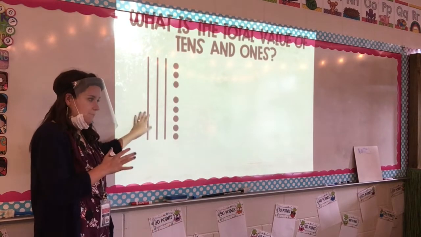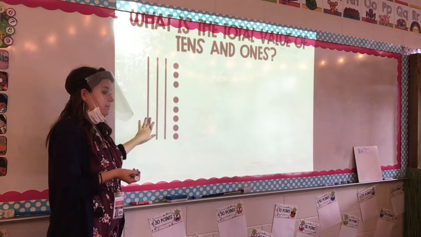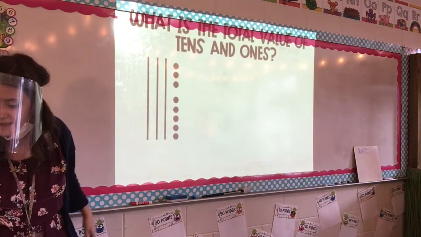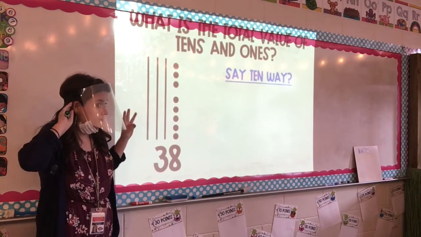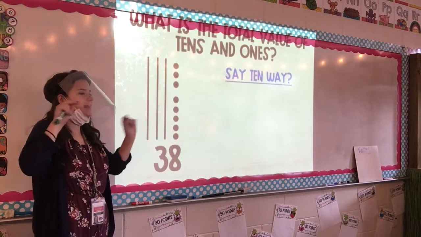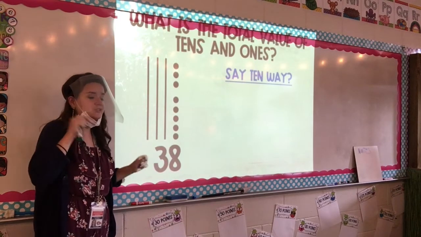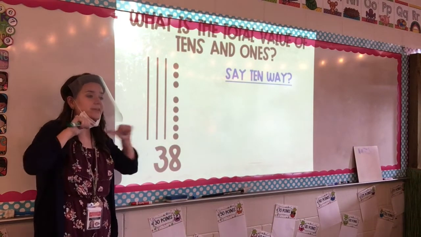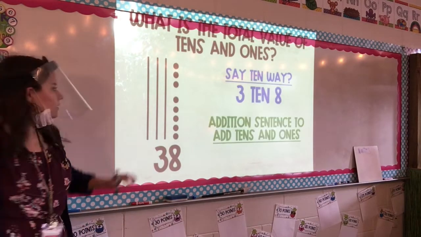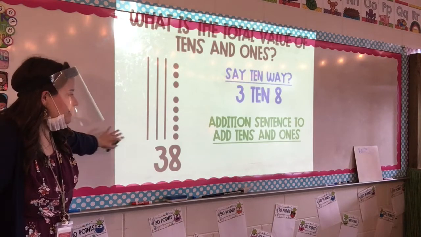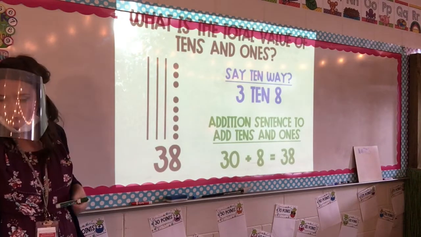So already I see that I've got 5, 6, 7, 8, and then I've got some tens. What number is being represented with my quick tens, Anna? 30. 30 what? 38. Can you say it the say 10 way? Say it by yourself. Don't say 30. Do it the say 10 way. Three tens, 8. Let's try it together. I'll say it, then you say it. Three tens, eight. That's the say 10 way. The addition sentence would be what? 30 plus what, Peyton? 8. 30 plus 8 equals 38.